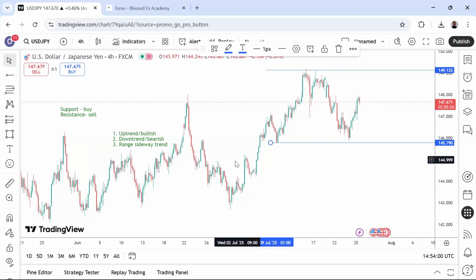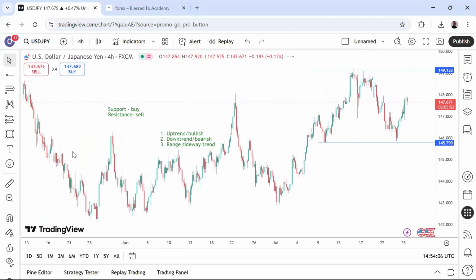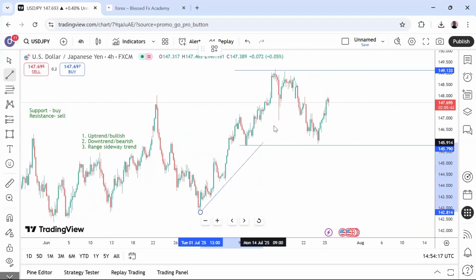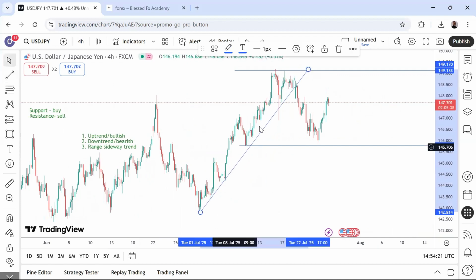Very important. For the trend, like I said, there is the uptrend, there is the downtrend, there is the range or sideways trend. So this was a range or a sideways trend, this one, which was here. But then the market broke out and became an uptrend. So you could just put the trend line like this. Very important, this is what an uptrend looks like.